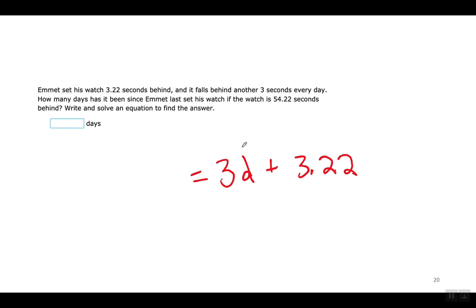How many days has it been since Emmett last set his watch if the watch is 54.22 seconds behind? ¿Cuántos días han pasado desde que M arregló el reloj? Si el reloj ya está atrasado 54.22 segundos.